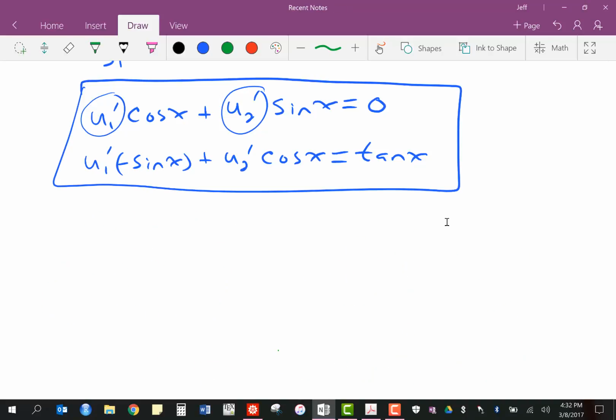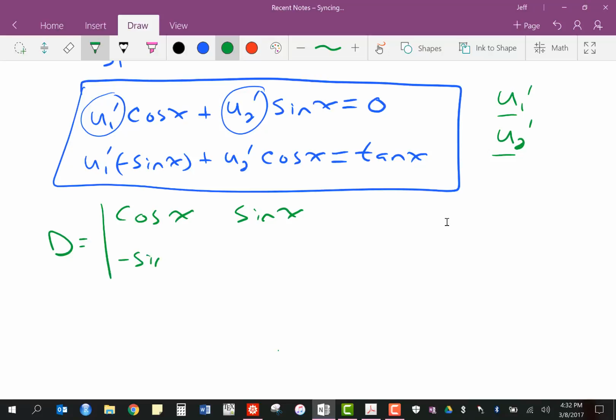Okay, so Cramer's rule. Keep in mind that our variables are u1 prime and u2 prime. So they're taking the place of x and y in our previous example. So D are the coefficients. What is it that is being multiplied by u1 prime and u2 prime? D is the cosine of x, sine of x, and negative sine of x, cosine of x. And I'm going to take the determinant of that.